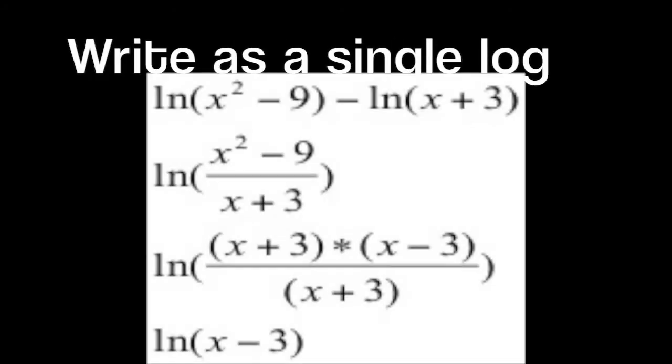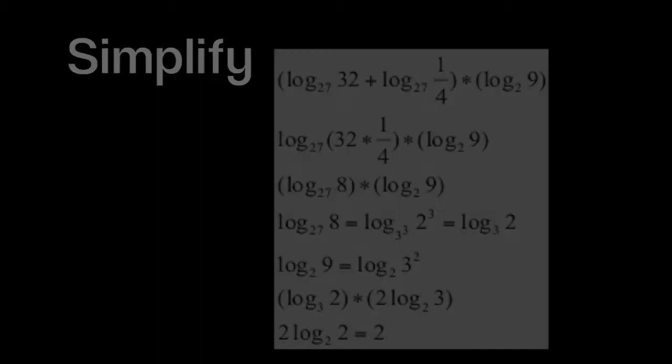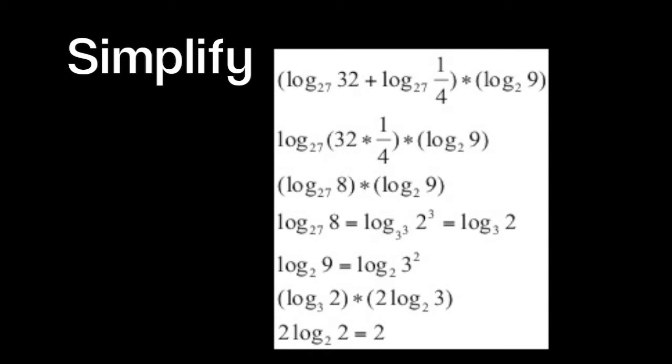To simplify this log, first you will combine the natural log of x squared minus 9 with the natural log of x plus 3 using the logarithmic quotient property. Then you can factor x squared minus 9 into x plus 3 and x minus 3. The x plus 3 in the numerator and the denominator will cancel, leaving you with the expression natural log of x minus 3.